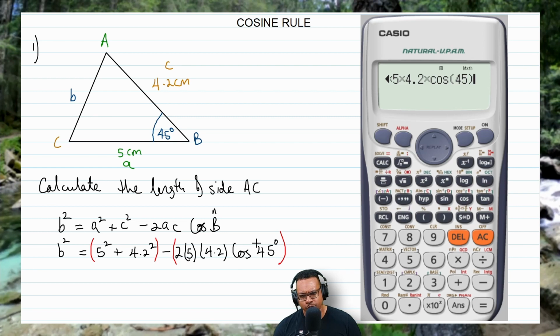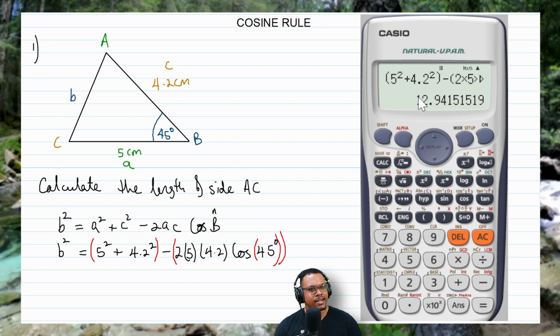So what the calculator did, it opened brackets for the angle. So I have to close the brackets for the angle. And then I need to close the brackets again because this bracket here is open. So that's why on the calculator, I need to close brackets again like that. And I press equal, and I get 12.94. If you write this to 3 significant figures, we have 12.9.